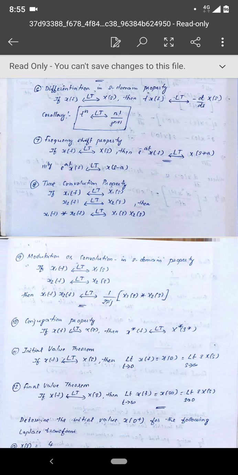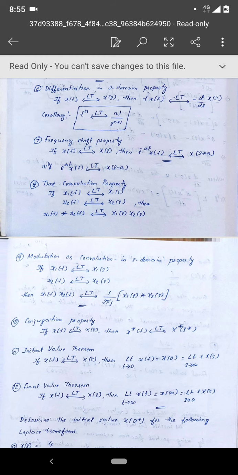Okay, then the ninth property. In the eighth property, it was simply the convolution in time domain. So convolution can be in frequency domain also. That is explained by the modulation or convolution in S domain property. That will be simply the product in time domain.